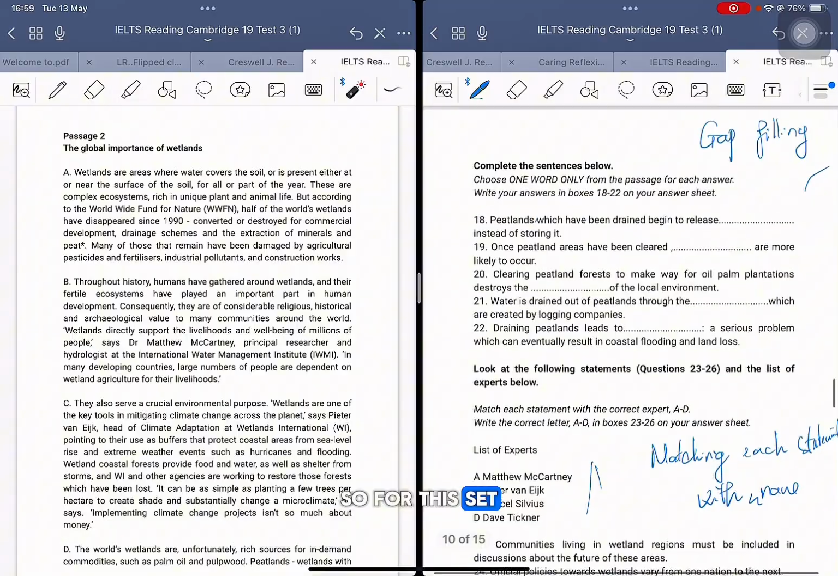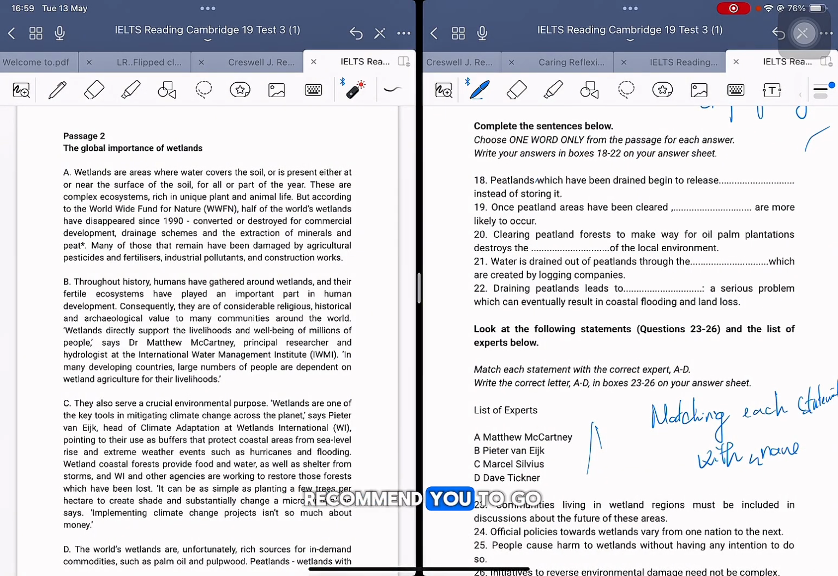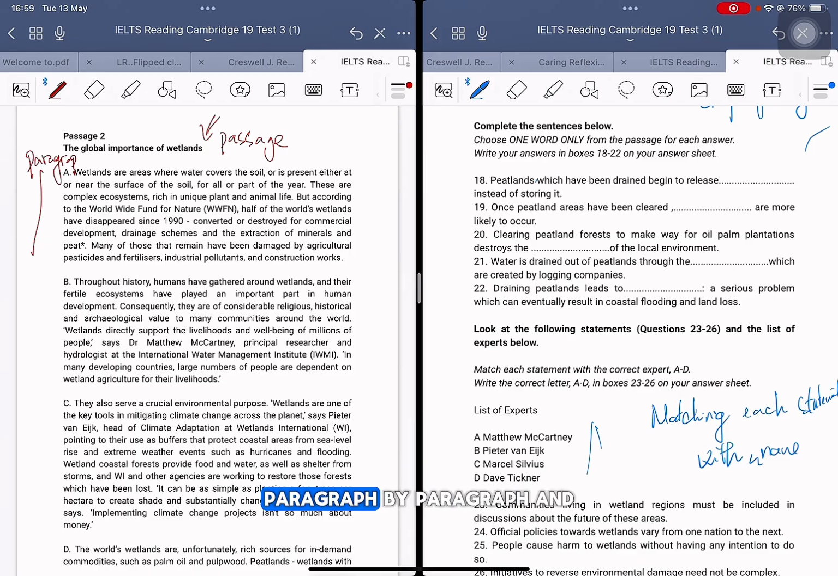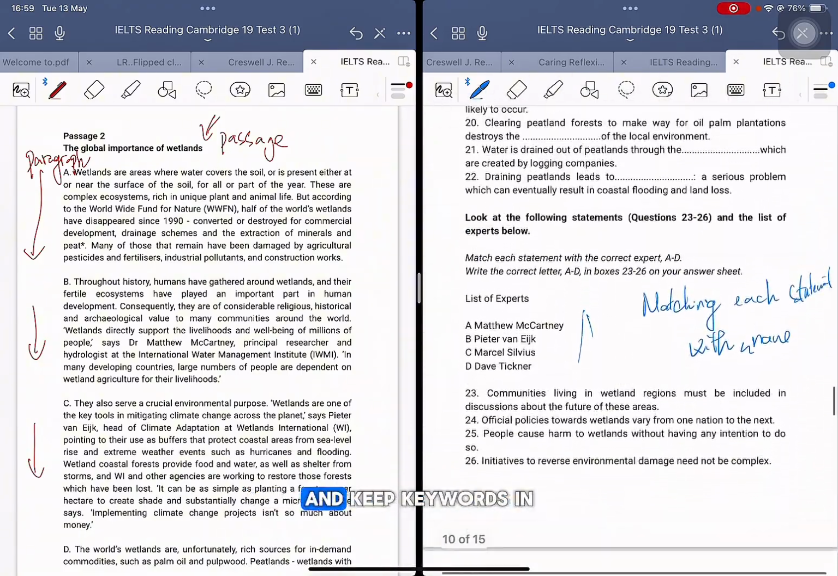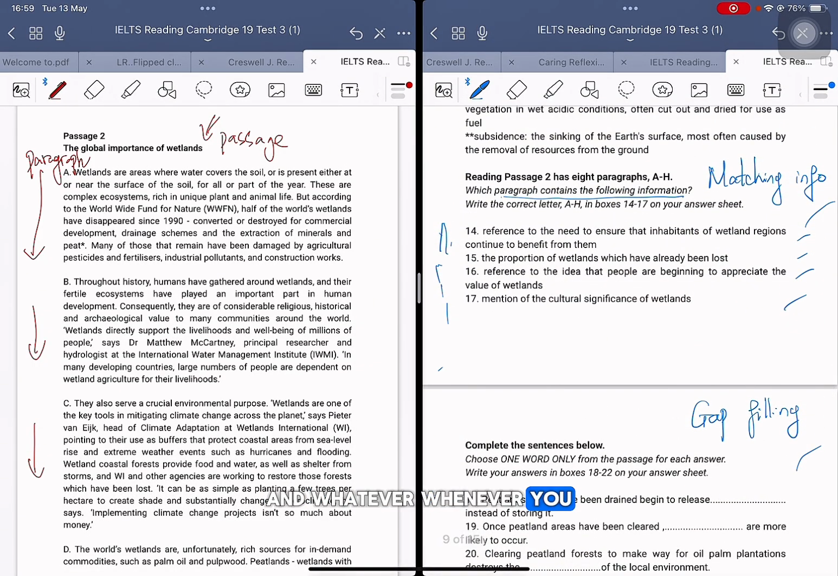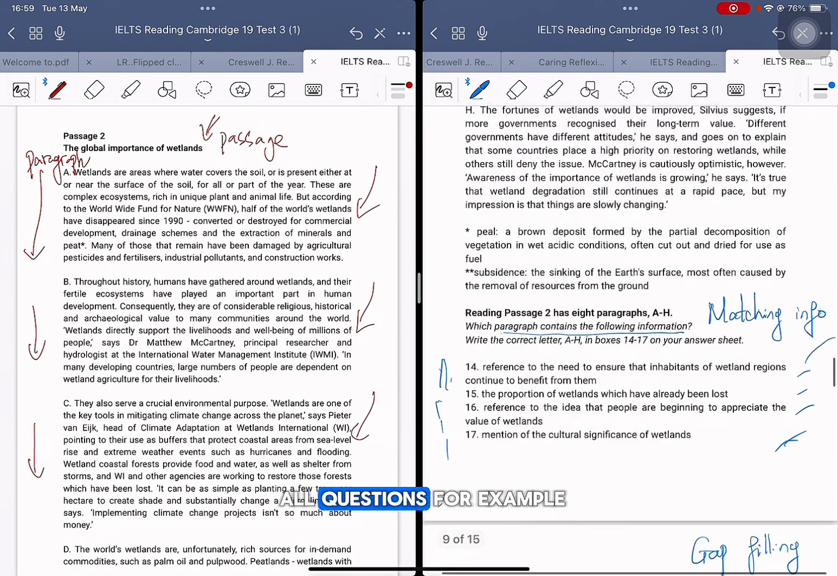So for this set of questions, I highly recommend you to go from the passage. Let's start from reading the passage paragraph by paragraph, and keep doing like that. But before you read, you need to skim quickly over all questions here and keep keywords in your mind. And whenever you see the keywords in each paragraph here, you need to go right away to the question to answer. Then you just need to read the passage one time, and later on you can answer all questions.